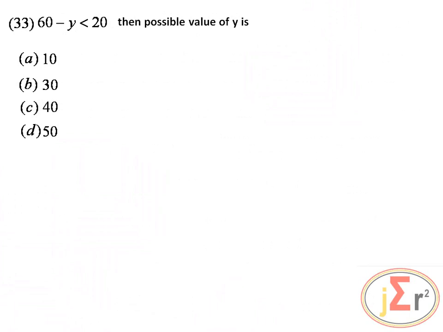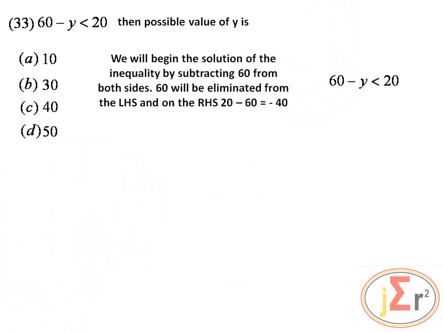60 minus y is less than 20. Then a possible value of y is... Of course, we will begin the solution of this inequality by subtracting 60 from both sides. So 60 will be eliminated from the left hand side. On the right hand side, 20 minus 60 is equal to negative 40.